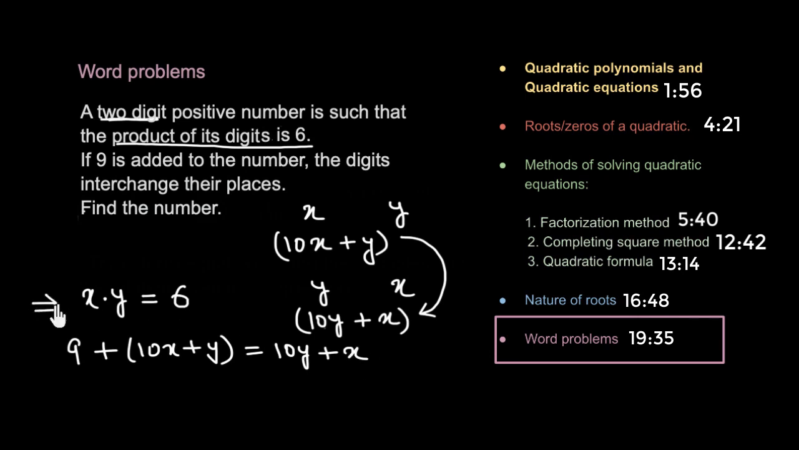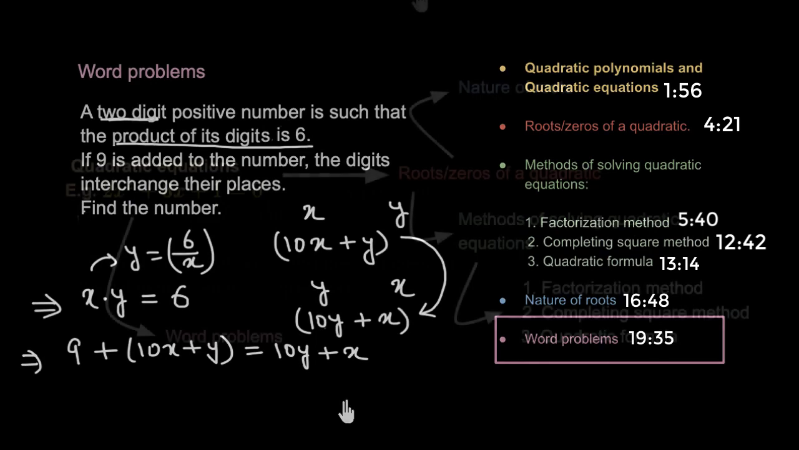So we have two equations. From here, we can write that y is 6 upon x, and this value we can substitute in the second equation and finally simplify this to get the values of x and y. So this is how you should try reading the question. Try to assume the variables and try to reread the question until and unless you get to the equation. And once you have the equation, then it's mostly simplification.